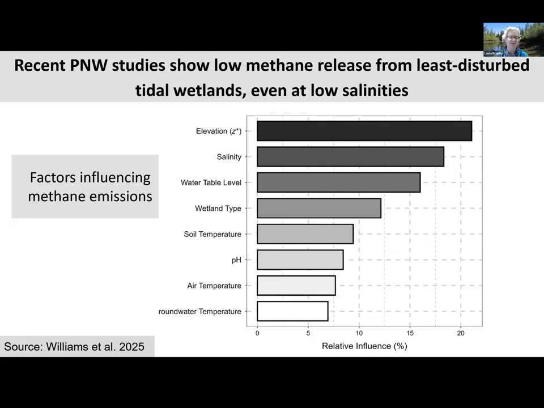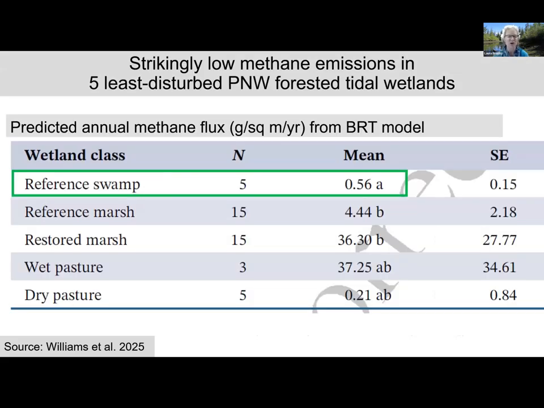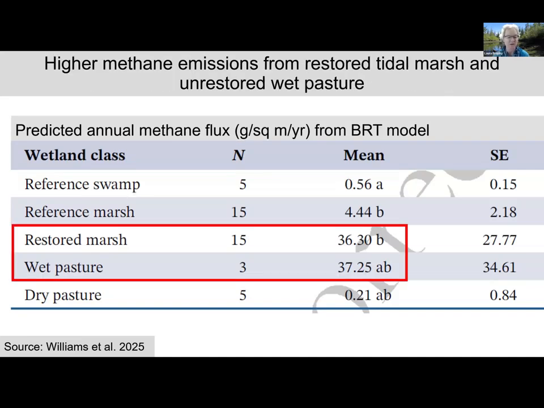And I have to say, these data are developed from least disturbed tidal wetlands, which can be quite different from restoration sites, but we're working on that too, and I'll show you the numbers there. So this table just shows our study sites and methane emissions, and the reference swamps had surprisingly low methane emissions, despite their low salinity, compared to restored marsh and wet pasture, which had higher levels.